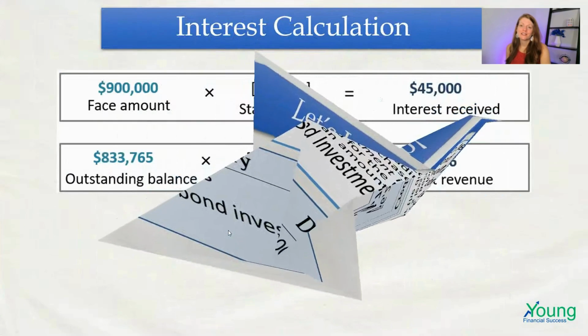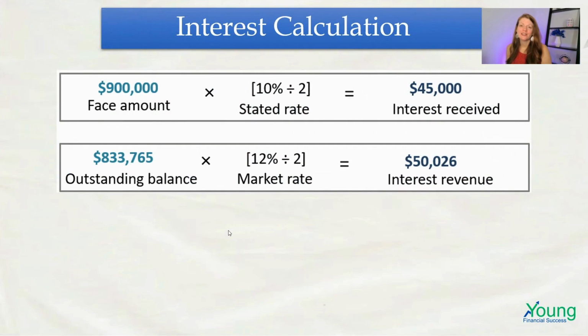All right, so let's look at calculating the interest payments. Okay, so that was when they first bought the bond. Now they have to make their first interest payment. We know the interest is $45,000. They already told us that, but this is how it was calculated.